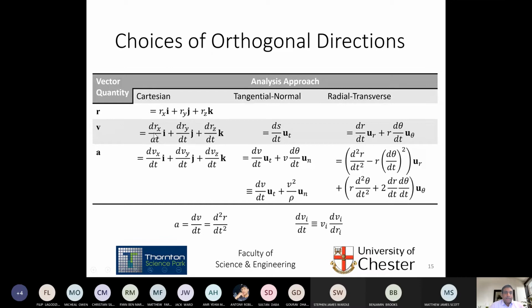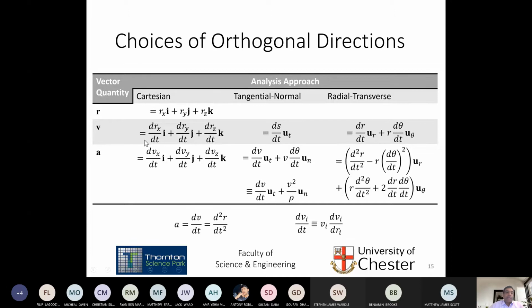Now if we take the derivative of this, we get the velocity. So we get drx dt I hat, that is the velocity in the x direction. dry dt j hat, that's the velocity in the y direction. And drz dt k hat, so that is the velocity in the z direction.